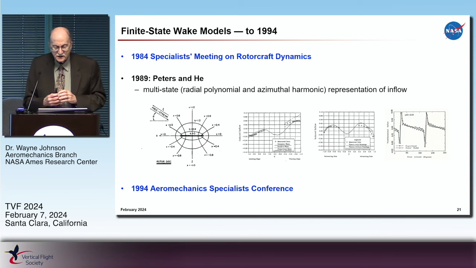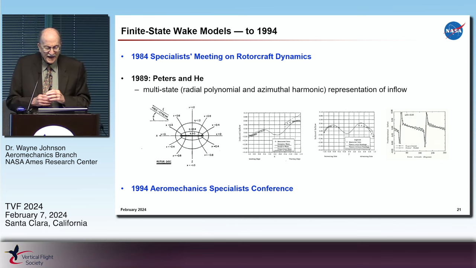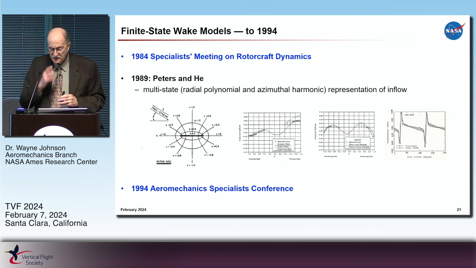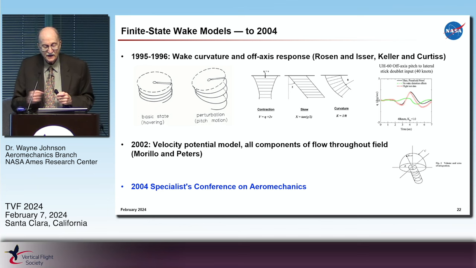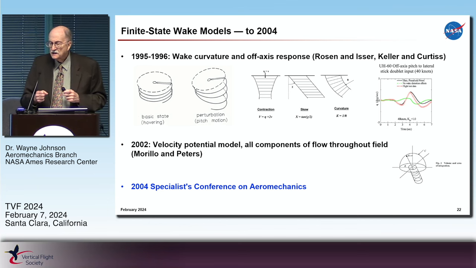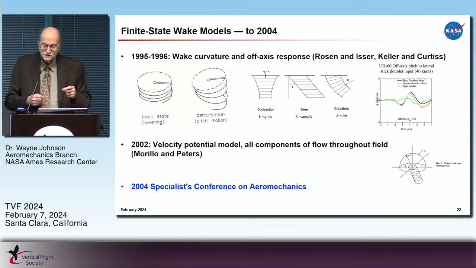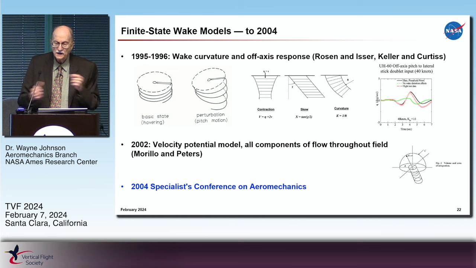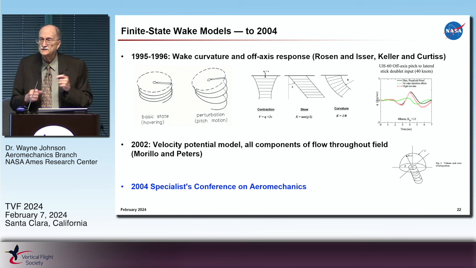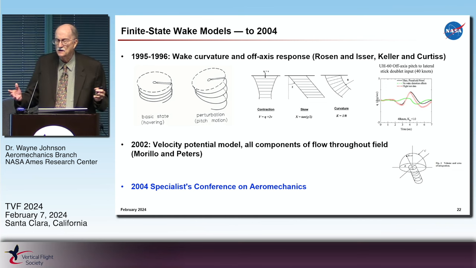In the 90s, people added the wake curvature to these models, and that was motivated by the fact that in flight tests, the figure on the right is showing the UH-60 pitch response to a lateral stick, and the initial response, pitch due to lateral stick, which is the off axis response, was in the wrong direction. We couldn't predict the direction. You don't like to get the signs wrong.